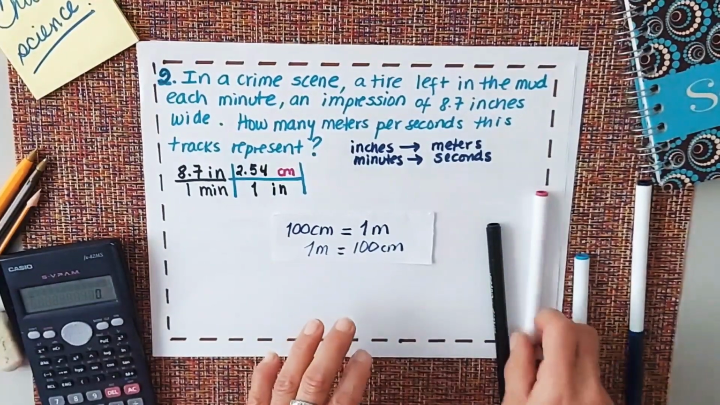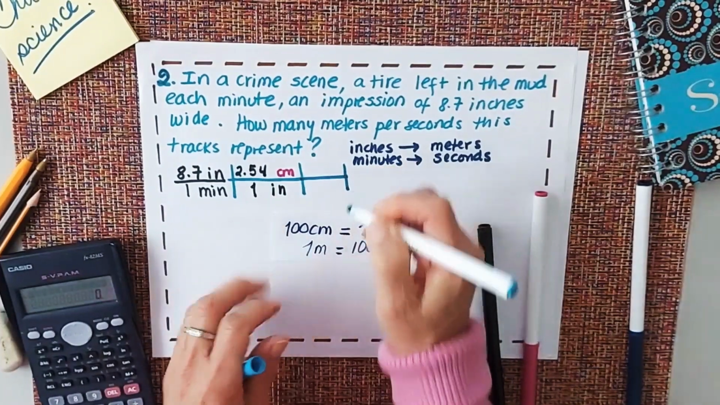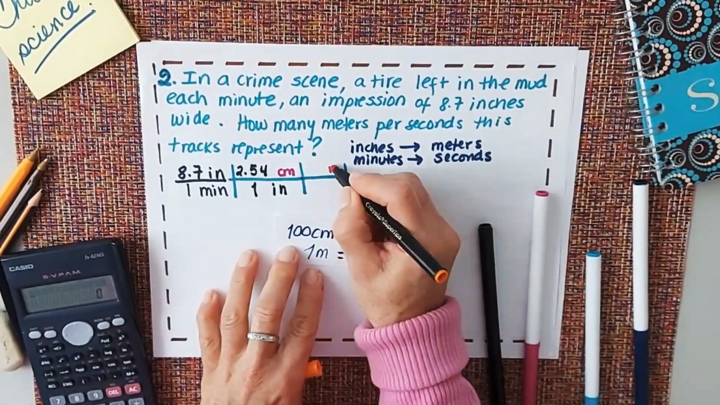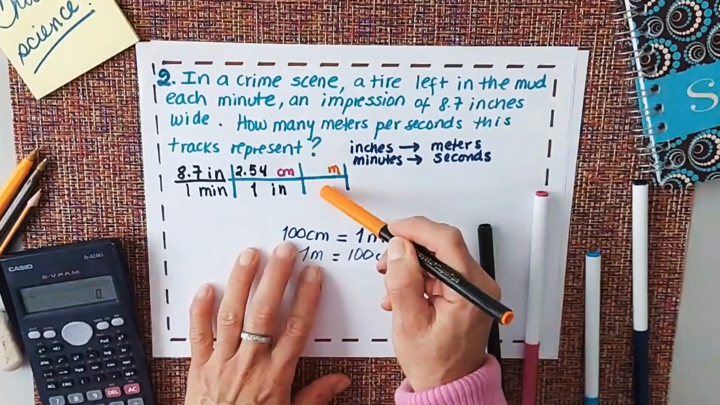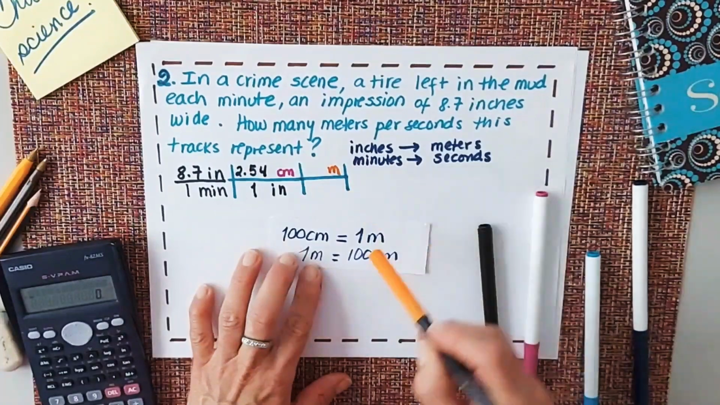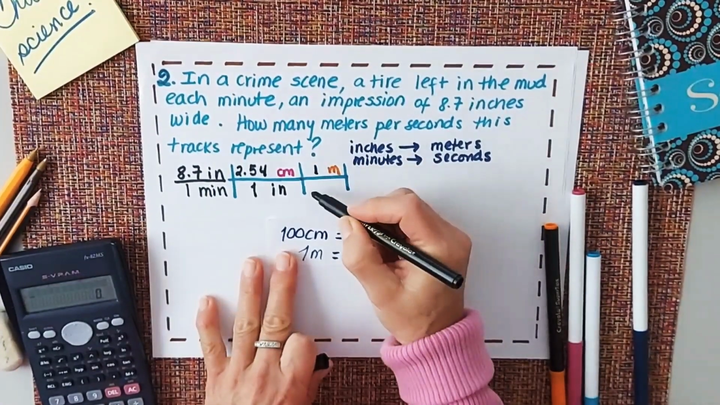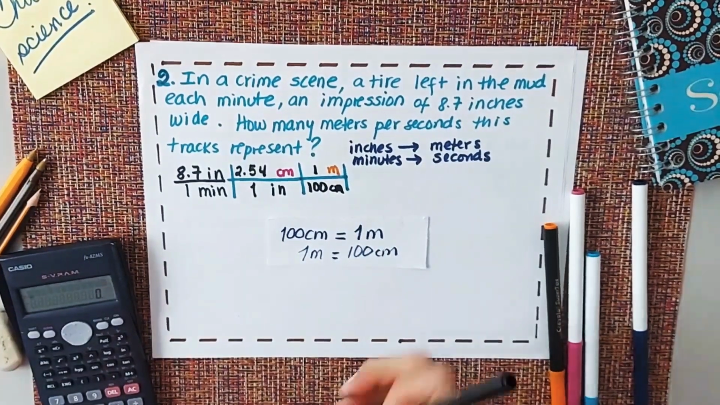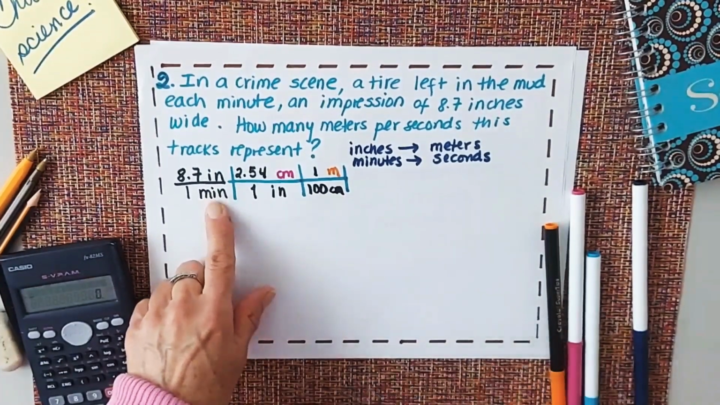Then we are going to write here another space for the next conversion factor. In this case, we are going to write here meters. And what is the best conversion factor for this space? 1 meter equals 100 centimeters. Very well. But this is only for the first unit. We need to convert the second unit.